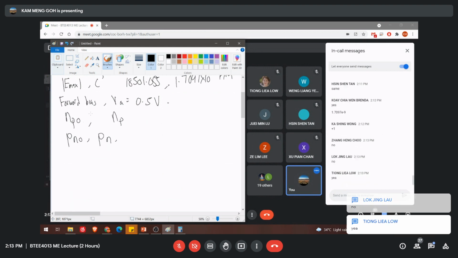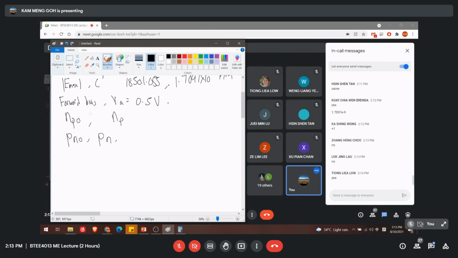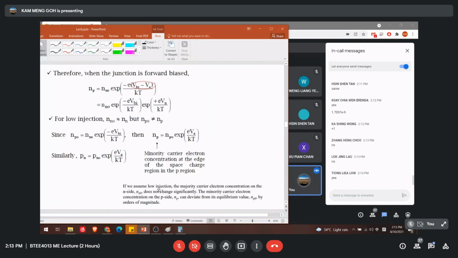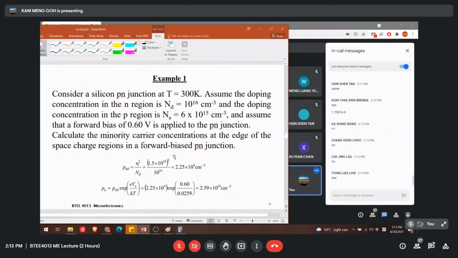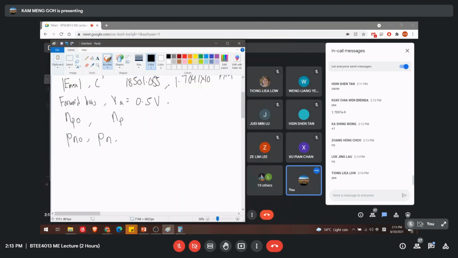Okay. Try to do the forward bias part. It should be easy. Since this one is in the forward bias, you need to use the way that we have calculated just now, which is this one. Okay. By the way, this one, as NP is on the junction side. Junction side.